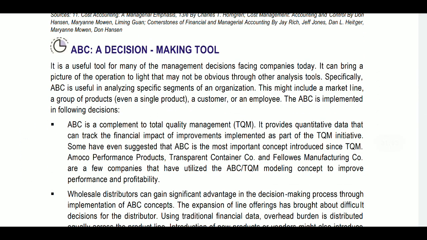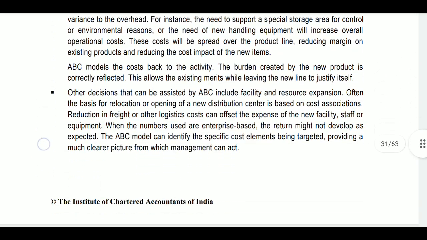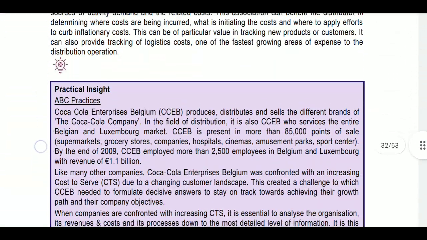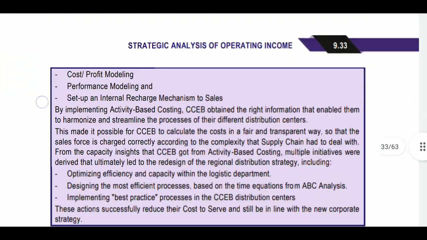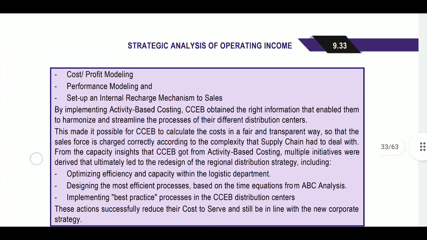Next, the last one was ABC decision making. What is there in this ABC decision making? For ABC decision making we have TQM, total quality management, and wholesale distributor, which provided all the points. Practical insight was provided. We will say summary. Okay, completed.